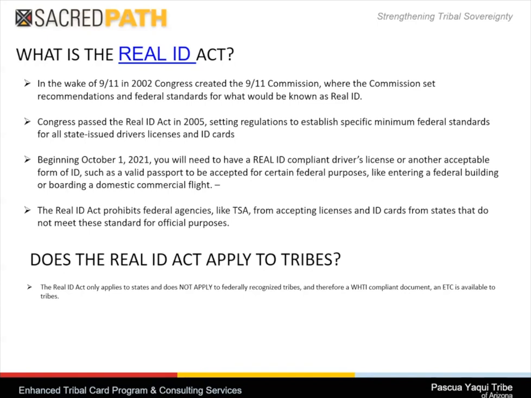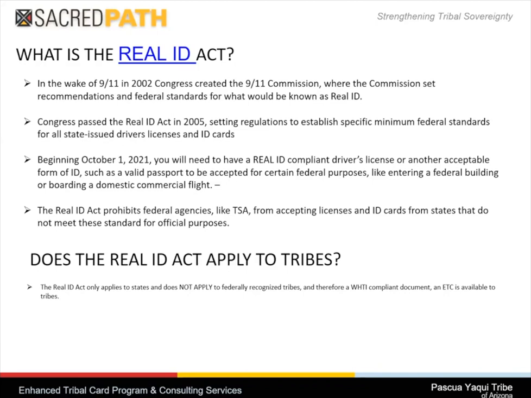So let's first talk briefly about the history behind Real ID. That same 9/11 commission that I spoke about in the beginning, who enacted and wrote the law behind WITI, that same commission outlined recommendations for states when issuing identification cards such as driver's licenses. So starting October 2021, all travelers flying domestically will need to present a Real ID or another WITI compliant document.